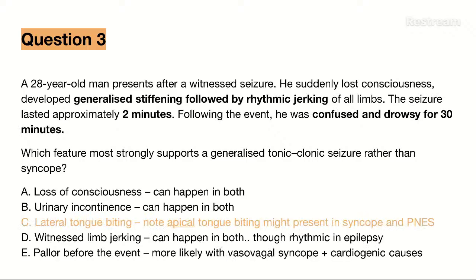So the correct answer is lateral tongue biting. Loss of consciousness, urinary incontinence, and limb jerking can happen in both syncope and seizure. Pallor before the event is more associated with vasovagal and cardiogenic causes. Lateral tongue biting is specific for epilepsy or seizures. Apical tongue biting, however, might present in both syncope and psychogenic seizures, so the location of the tongue biting is important.